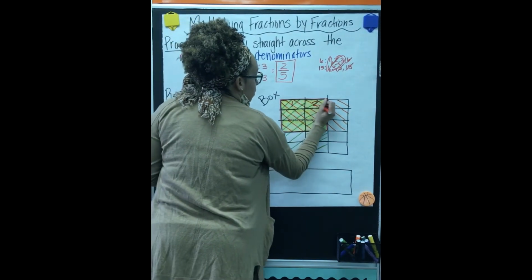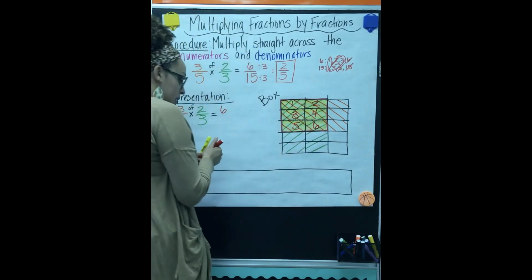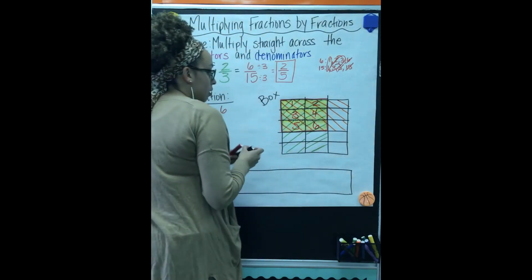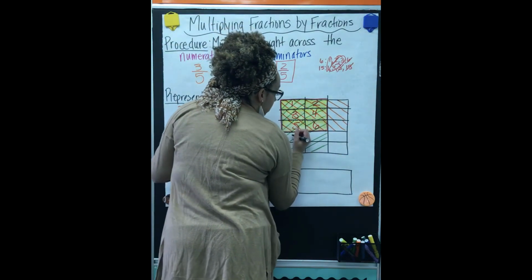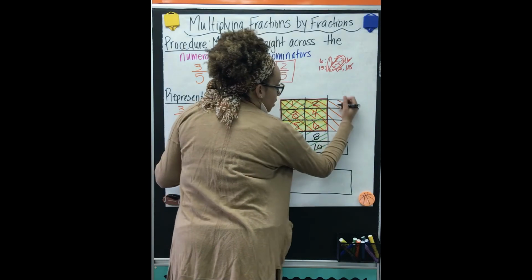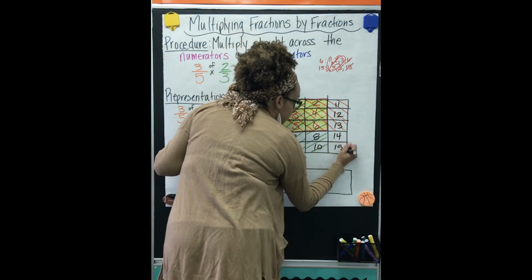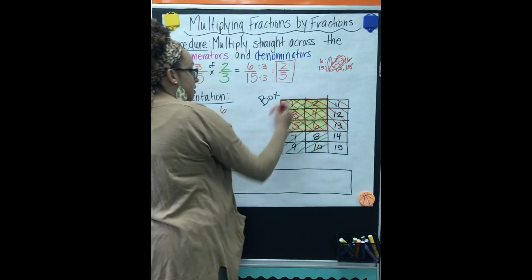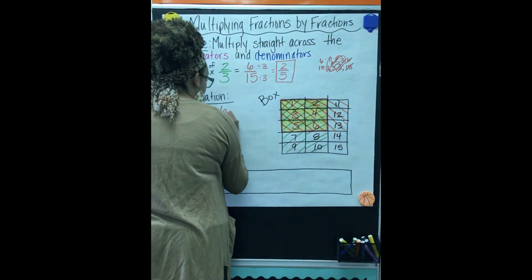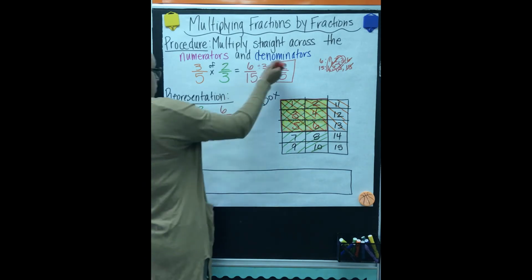So 1, 2, 3, 4, 5, 6. Out of how many? 7, 8, 9, 10, 11, 12, 13, 14, 15. It is 6 pieces out of 15. You see how that represents 3/5 of 2/3? Now we have to simplify it. We did all the work up there.